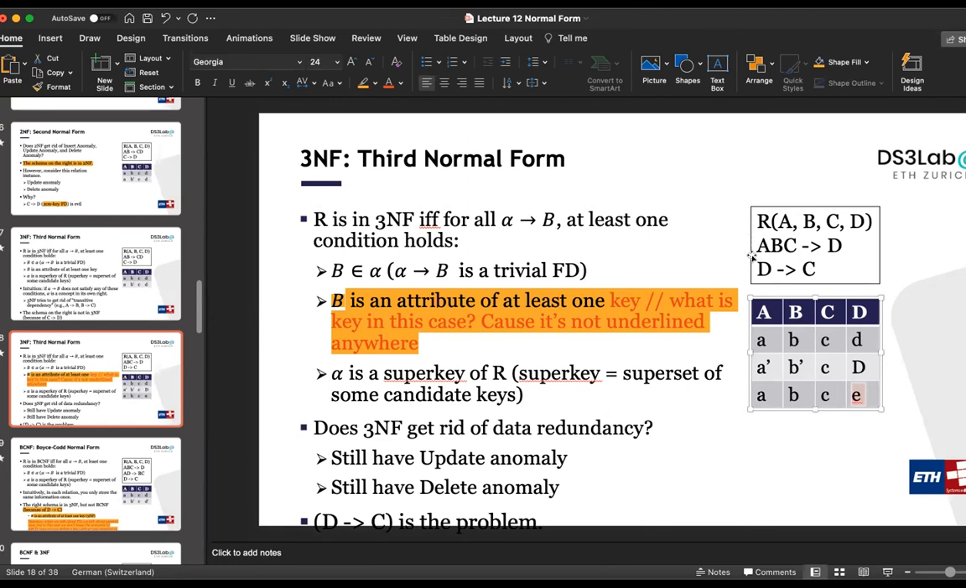It could be confusing, but essentially whenever you say alpha is a key, it means you have the functional dependency from alpha to all the attributes. Here D to C holds, but D is not a key, because there's no FD from D to A. If you want to make the statement that D is a key, you need D to A, D to B, D to C, D to D. In this case it's not true because you only have D to C, right? Okay, I get it. These were my questions. Thank you.